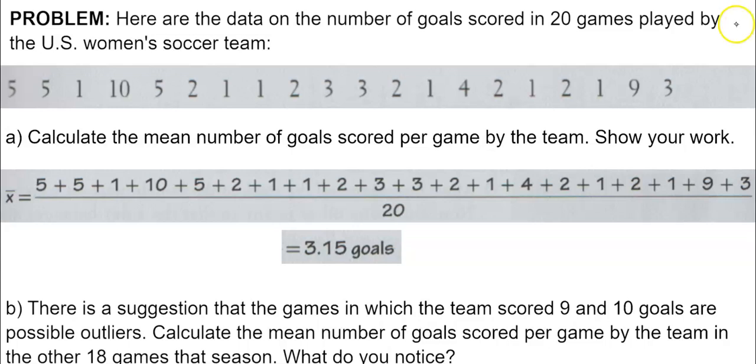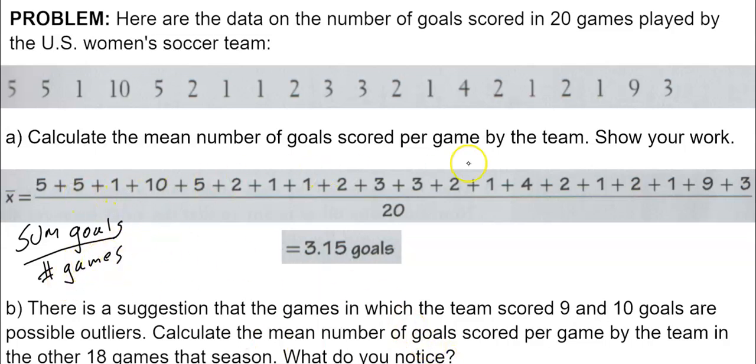All right, let's take a look at this problem. Here are the data on the number of goals scored in 20 games played by the U.S. women's soccer team. They give us the number of goals. Let's calculate the mean number of goals per game by the team. Show your work. This team scores 5 goals, 1, 10, 5, 2, and so on. If I want to come up with one number to describe what I expect the U.S. women's soccer team to score, I can take the sum of the goals and divide that by the number of games.